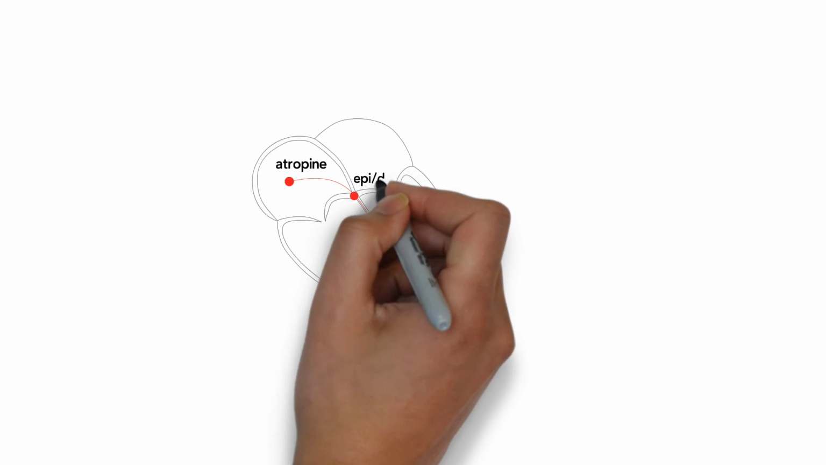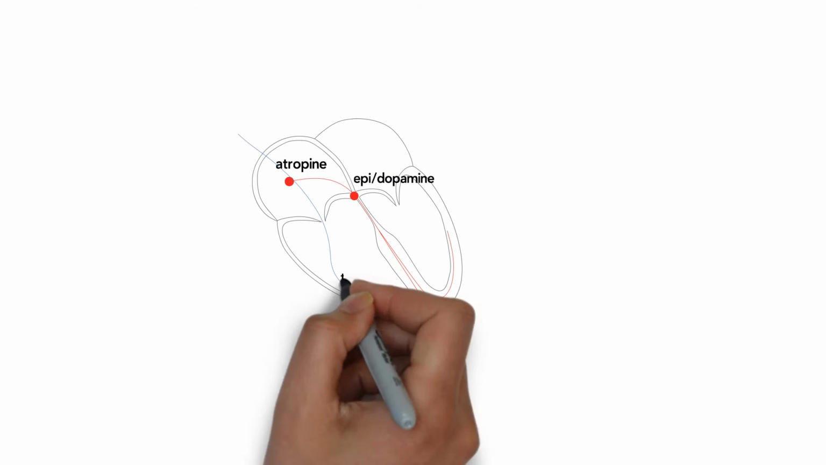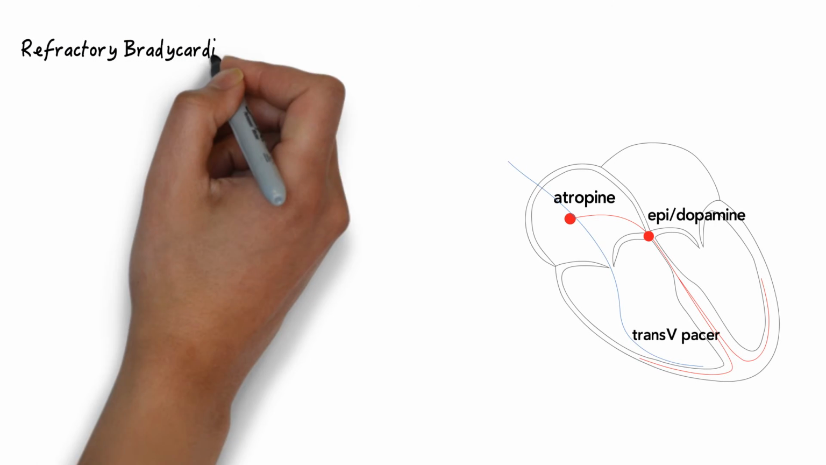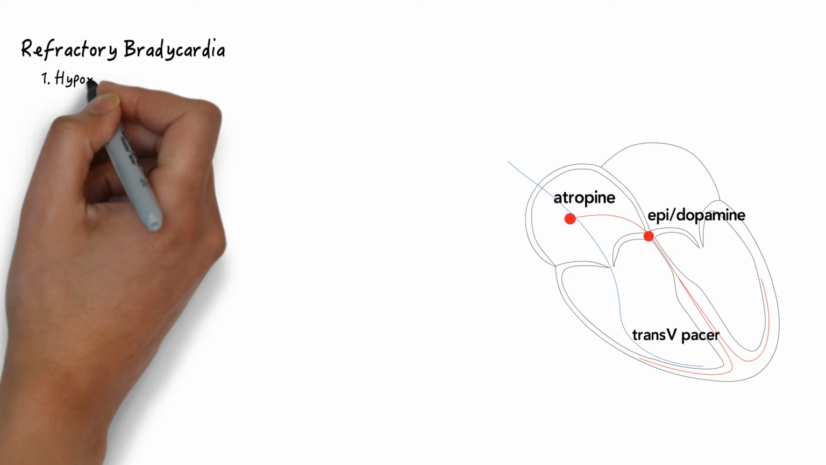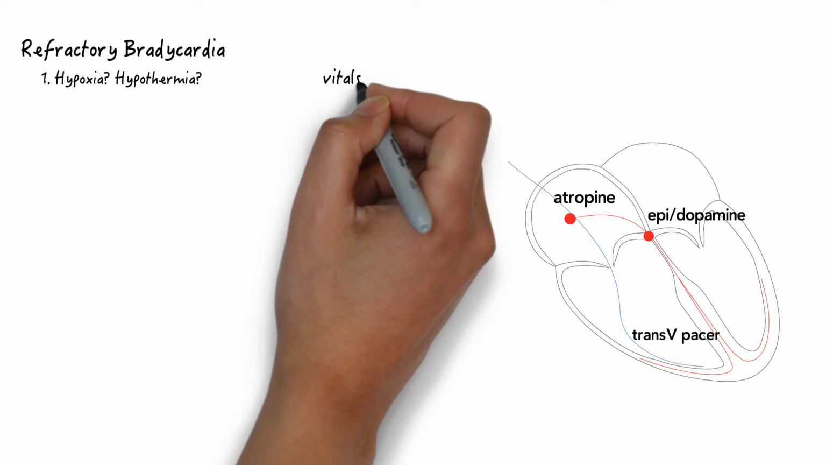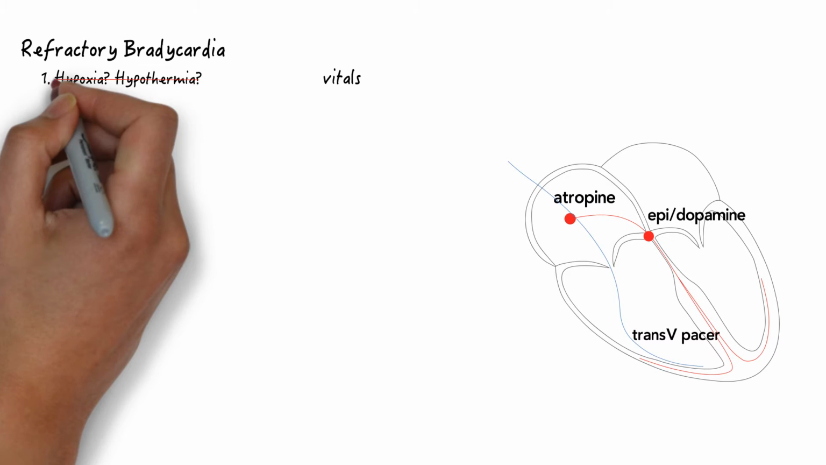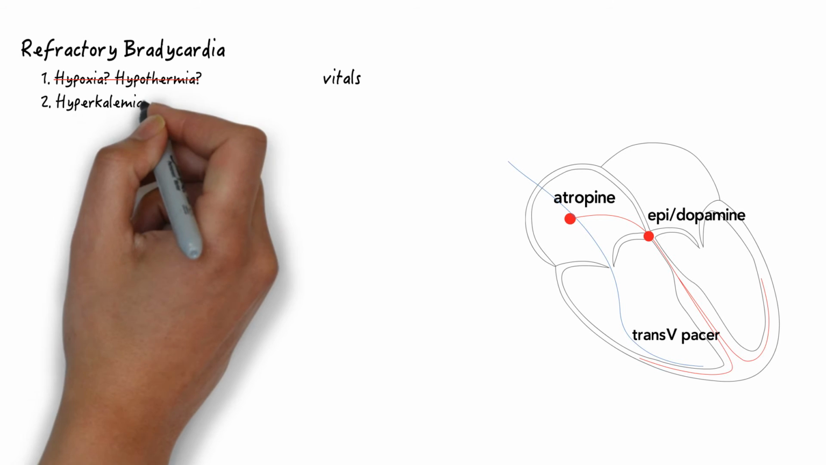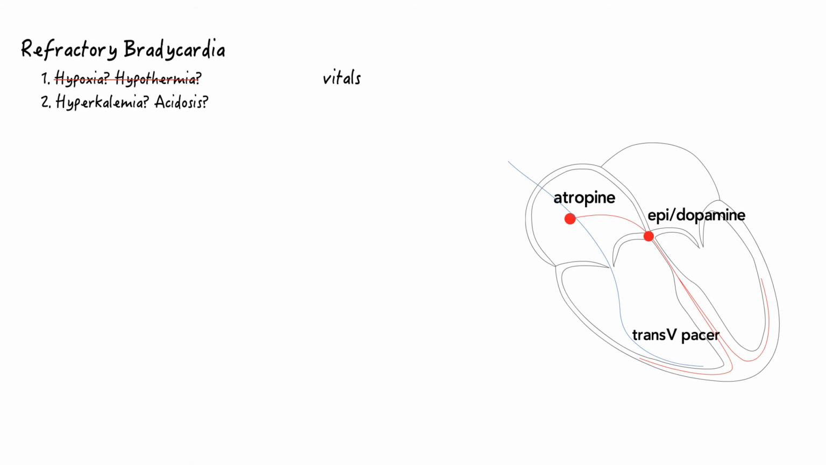Atropine and epi will work for most causes of bradycardia by stimulating the pacemaker cells at the SA node and the AV node directly. If these therapies don't work, they actually help to narrow your differential to etiologies that interrupt the heart below the AV node. So you take that original list. You ruled out hypoxia and hypothermia because you got a full set of vitals and are treating appropriately. You've ruled out hyperkalemia and acidosis thanks to your point-of-care labs.